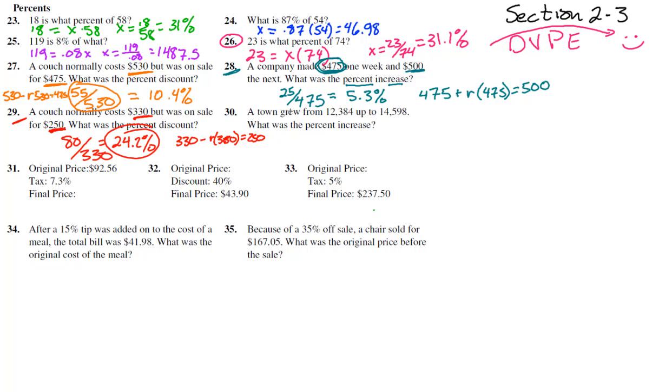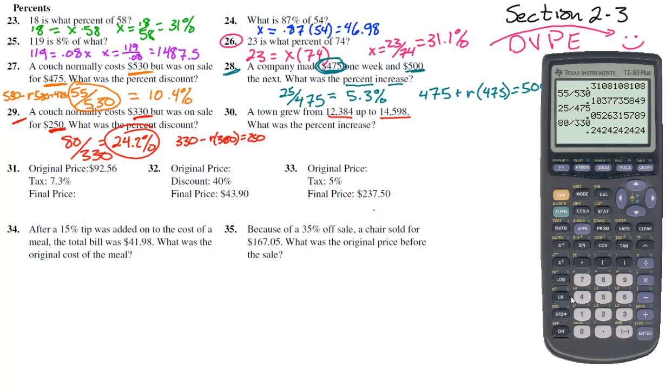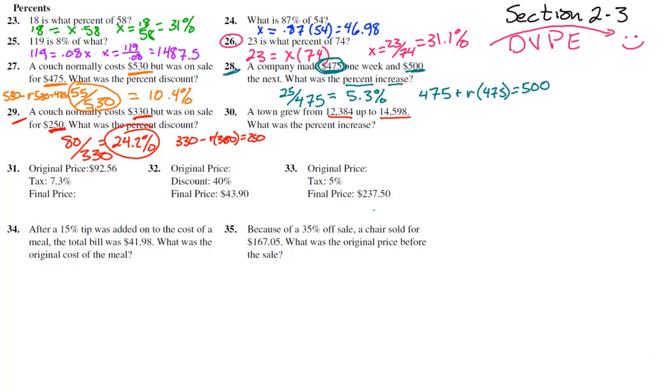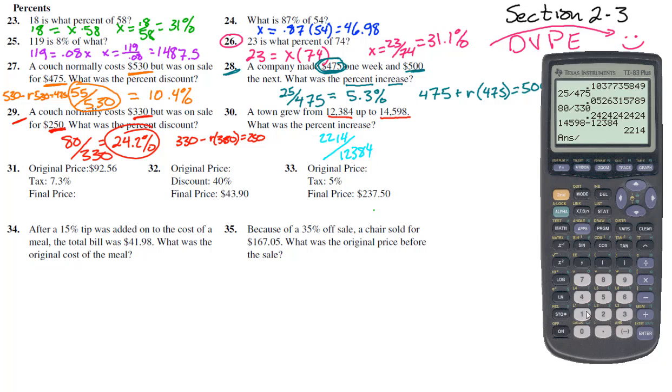All right, number 30. A town grew from, so here's the original, 12,384, up to 14,598. What was the percent increase? Well, let's do this again. We have 14,598 subtract 12,384, and it grew this much, 2214, out of, let's write that down, 2214 out of 12,384. And let's see what we get on that percent. Divided by 12,384.